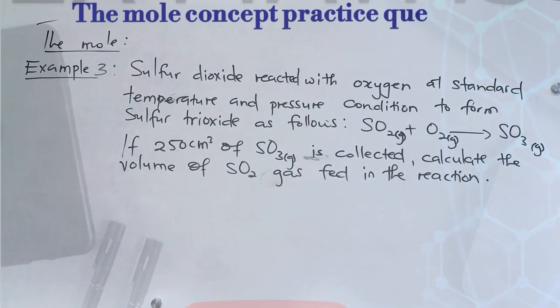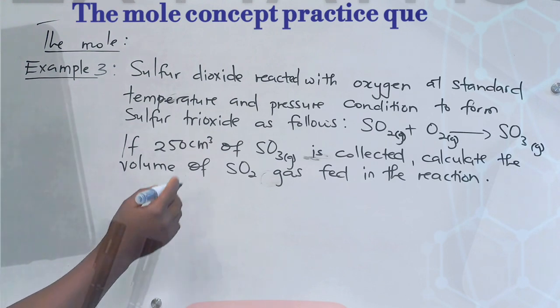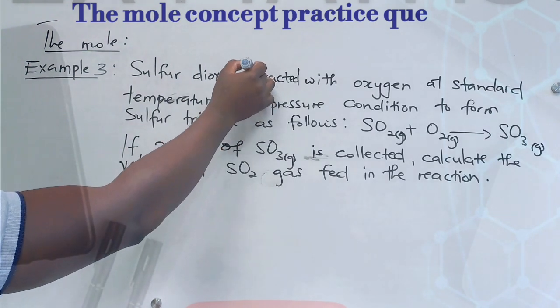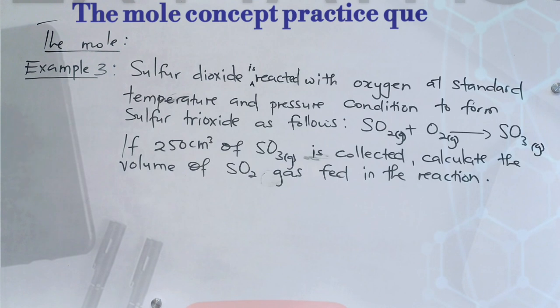Sulfur dioxide is reacted with oxygen at standard temperature and pressure condition to form sulfur trioxide as follows. So we're given the reaction SO2 plus O2 will form SO3. So SO2 is our sulfur dioxide and oxygen, then SO3 is sulfur trioxide.